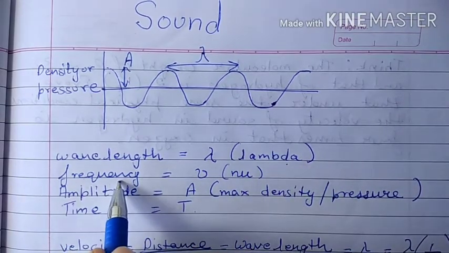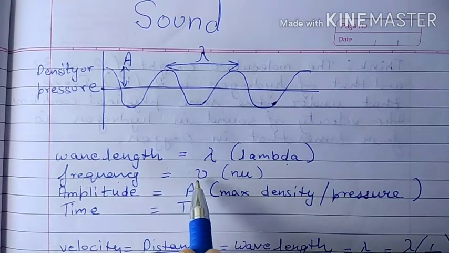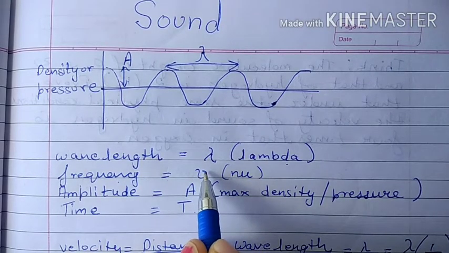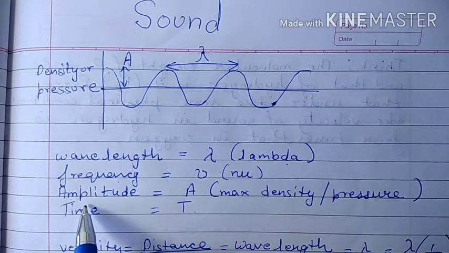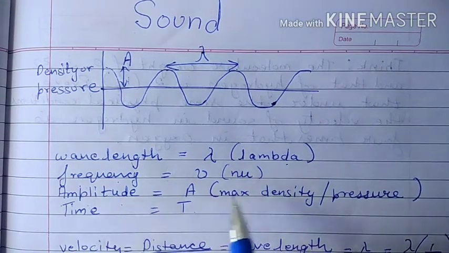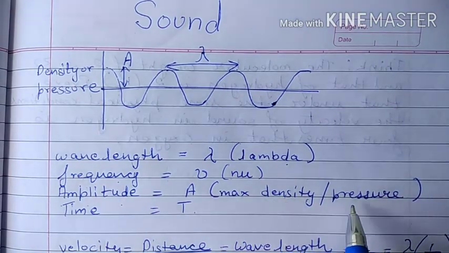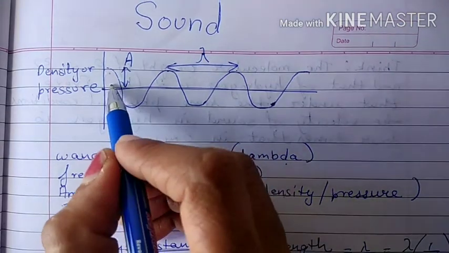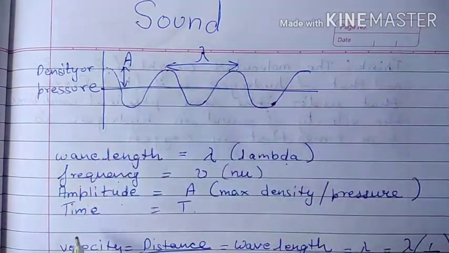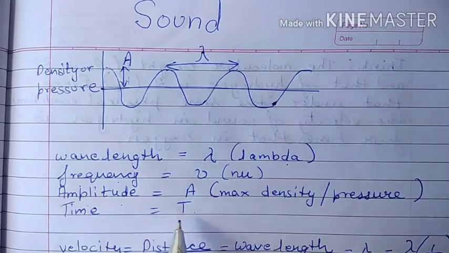Then you have frequency. Frequency is denoted by the letter symbol nu. Then you have amplitude. Amplitude is maximum density या maximum pressure होता है, that is amplitude. And then you have time t. अब sound related जो formulas है, let's have a look at that.